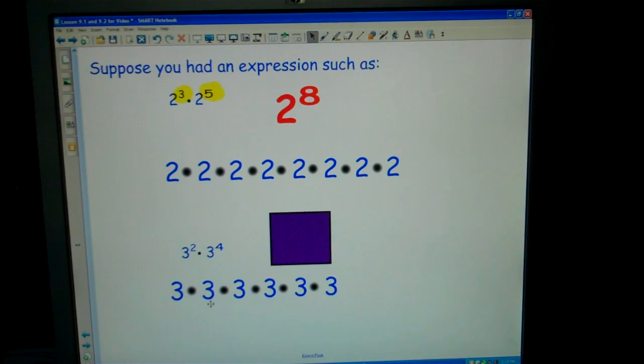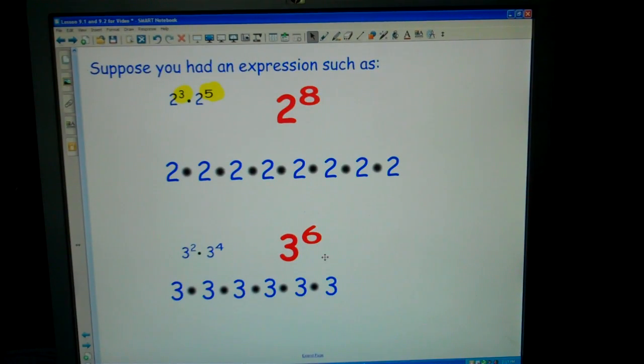3 squared times 3 to the fourth. So I write 3 2 times, and then I write 3 4 times. 1, 2, 3, 4, 5, 6. The answer is 3 to the 6th. These are equal to each other. You got the idea of what the secret is?